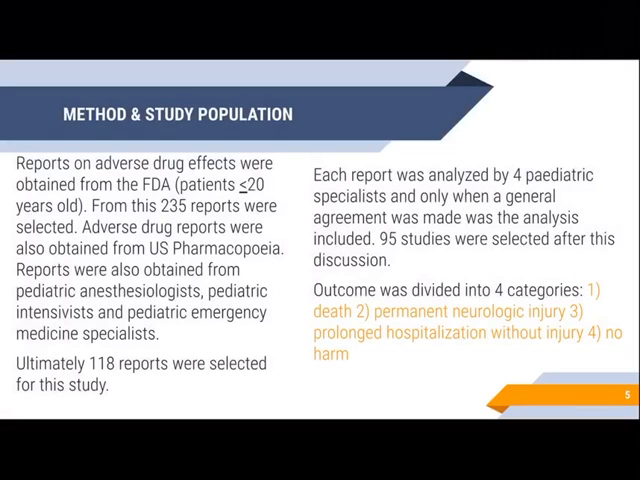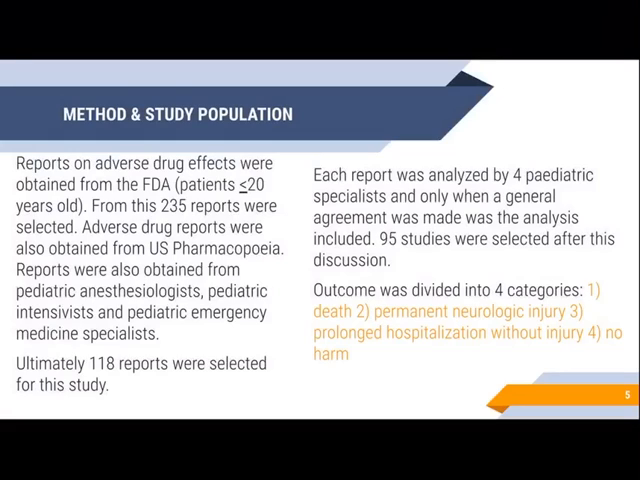So next, I'll be talking about the methodology and the study population that was included in this study. The study population were patients under or equal to the age of 20 years. Reports were received from the Food and Drug Administration and the U.S. Pharmacopoeia, and these associations have a requirement to report any adverse drug reaction, so this is the way in which these reports were obtained. Reports were also obtained from pediatric anesthesiologists, pediatric intensivists, and pediatric emergency medicine specialists. And the way in which this was done was that a survey was mailed to each of them, which was then returned. At first, each report was analyzed independently to minimize bias that a collaborative discussion may cause.